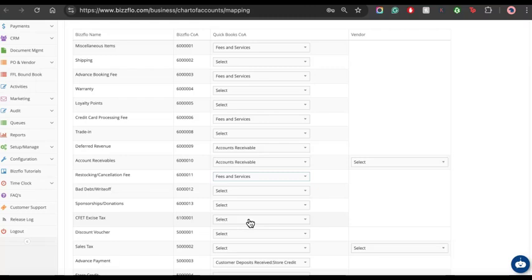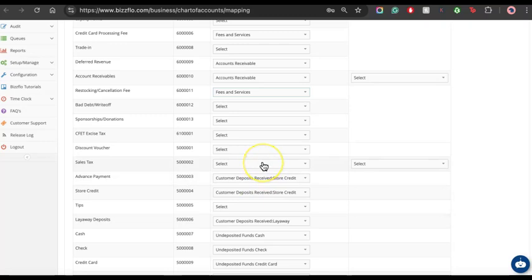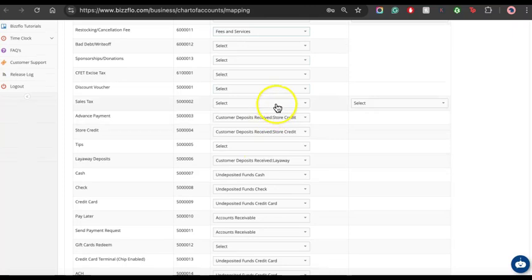Discount vouchers. Classified as a liability and tracked in BizFlow, applied as a discount for future sales. Sales tax must be recorded under sales tax payable, a liability account. The tax department should be created as a vendor in QuickBooks, for example, California Department of Tax and Revenue. The vendor name in QuickBooks must exactly match the name used in BizFlow.